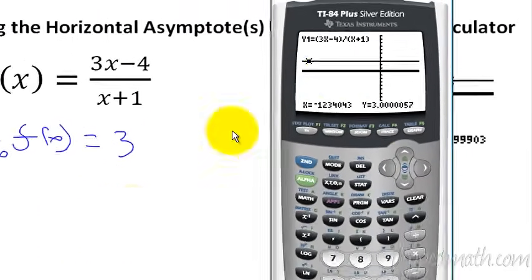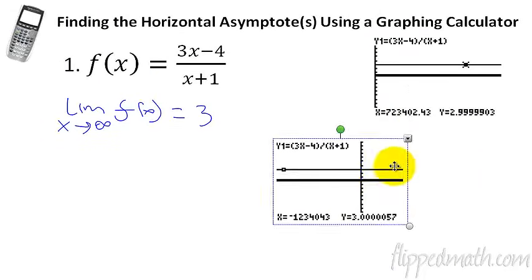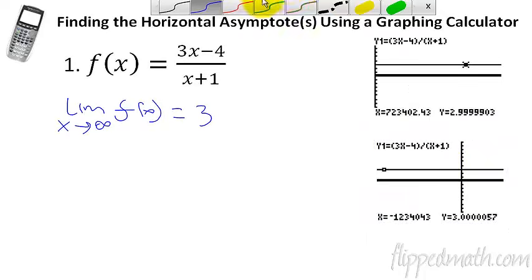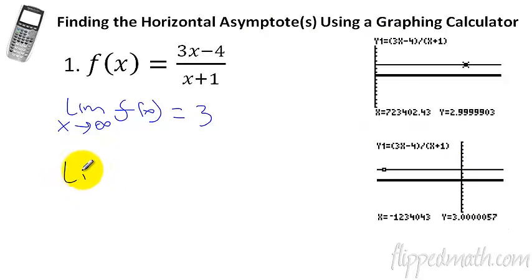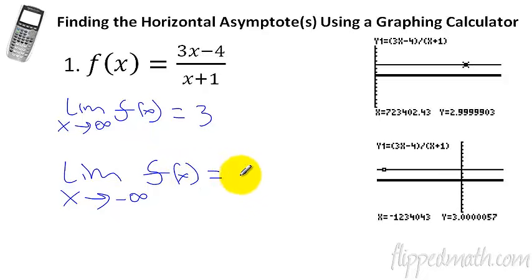So we come back here, and I'll just drag this over. There's my left side. Let's describe the left side: the limit as x is approaching negative infinity, and that's how we talk about the left side, of the function f of x also equals 3. So there is the horizontal asymptote for that function.